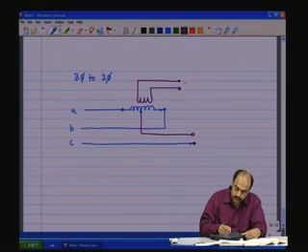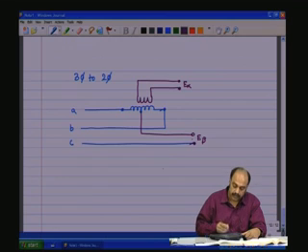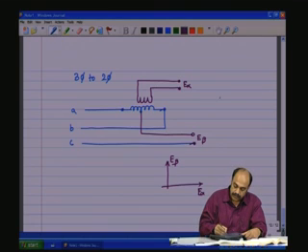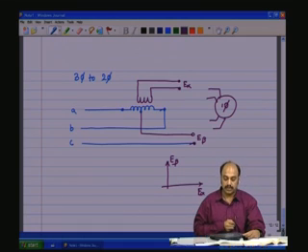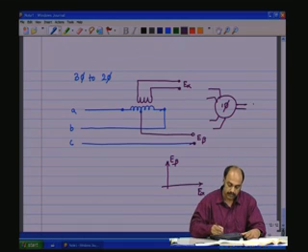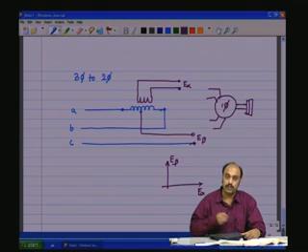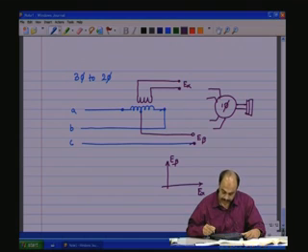Now these two, let's say E alpha and E beta, are orthogonal. That is, you will have E alpha and E beta like that, and this can be applied to a single phase induction motor, with the orthogonal windings brought out, and it can be made to run a single phase induction motor like that. That would be another interesting application.